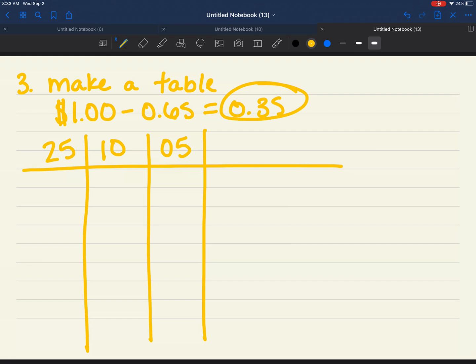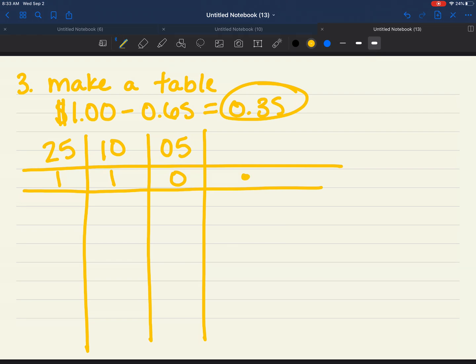Okay, so here's the deal. We're always going to start with our biggest value, see how many of those we could use. Then we'll go to the next one, then we'll go from there, right? So what's the most amount of quarters you would receive? 1. If I receive 1 quarter, how many dimes? 1. How many nickels? 0. Okay? That's option 1.